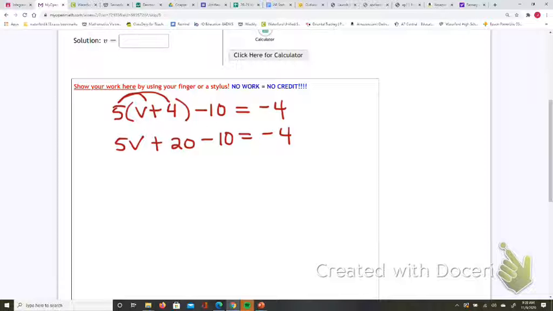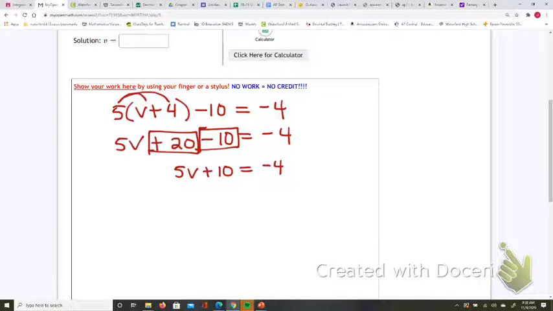So notice that the minus 10 equals negative 4, that didn't change. Now we need to combine our like terms. Now on this one, this is the only v that we have. But do you notice we have plus 20 and minus 10. So 20 minus 10 is what we're going to do. So we have 5v plus 10, because 20 minus 10 is 10, equals negative 4.